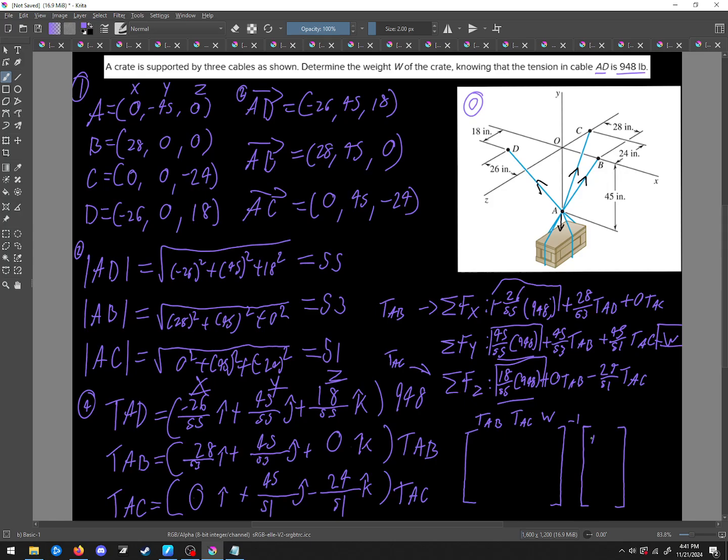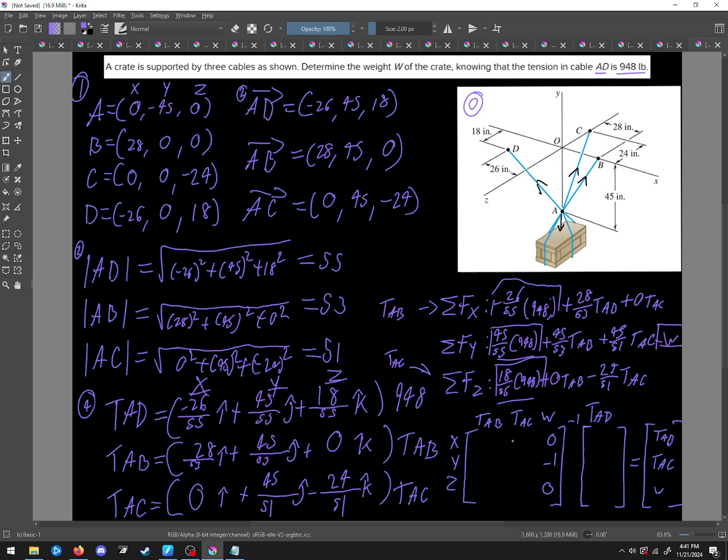So in here we're going to put TAD, right? And of course this is going to be X, Y, and Z for all of those. And that's going to equal our TAB, TAC, and the last one is going to be our W. That's what we're looking for, is our W. Our W here is going to be 0, -1, and 0.